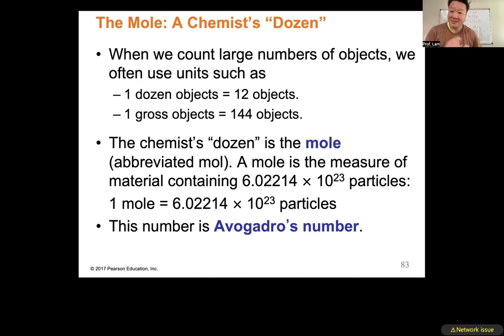But in chemistry, because atoms are so small, the grouping is going to have to be a much larger number than 12. And what is that number? It's called Avogadro's number. And the grouping name is called the mole. So instead of 1 dozen, it's 1 mole, and 1 mole is equal to 6.022 times 10 to the 23rd. I think I only want you guys to memorize it to 4 sig figs, okay? So 6.022 times 10 to the 23rd, and that number is called Avogadro's number.